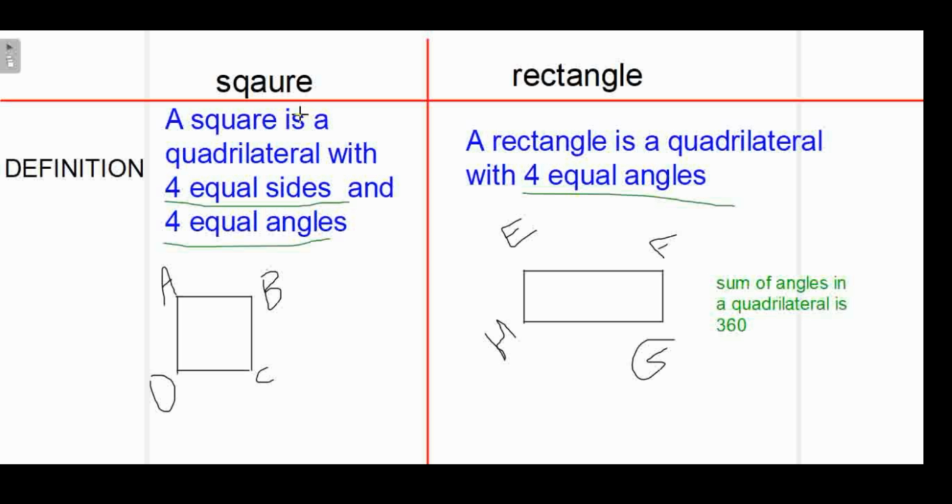So whenever I tell you, or a question asks you, that you have a quadrilateral with 4 angles, you are sure that it is a rectangle, but you are not sure if it's a square. Maybe if they give you more information, that 4 equal angles and 4 equal sides, then yes, it is a square. Okay, now moving on.